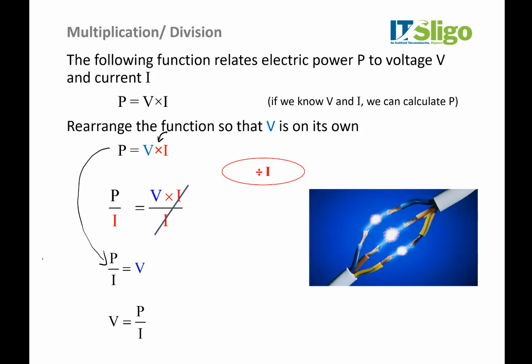Finally, we write the subject on the left. So always write the subject on the left, guys. That's the normal format for writing functions. Now, if we know the power drawn and the current, then we can calculate the voltage.